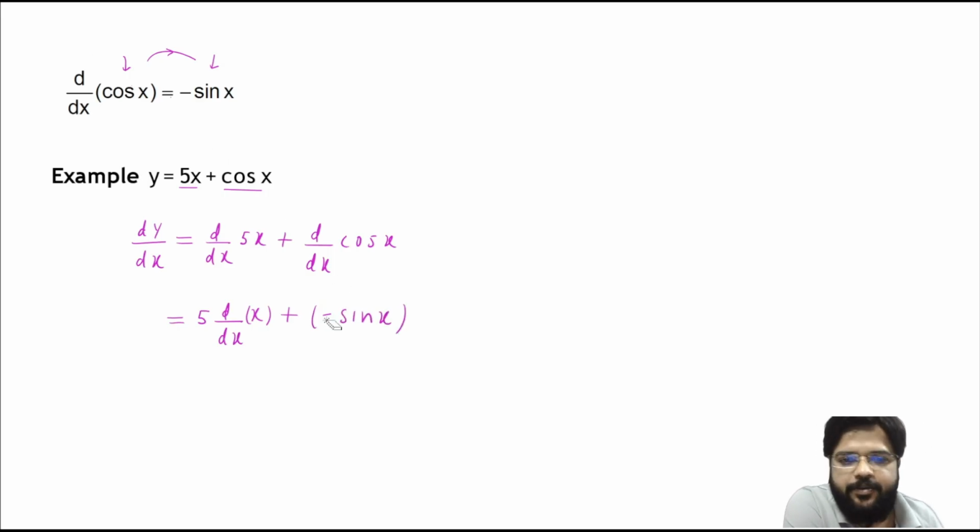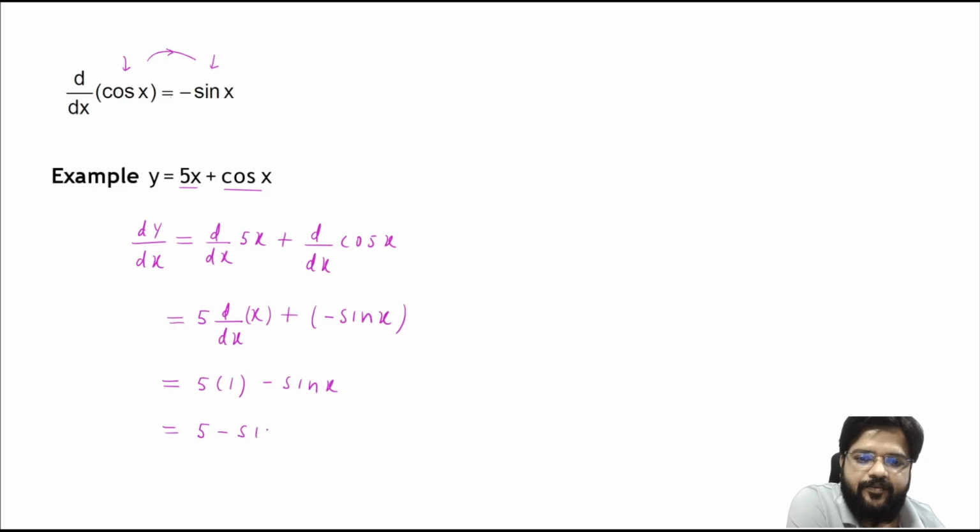Now let's see the next step, everyone. The differentiation of x with respect to x is 1. So here we will get 5. The differentiation of cos x is minus sin x. So finally we have 5 minus sin x. This is the answer, everyone. Alright, so note it down, everyone.